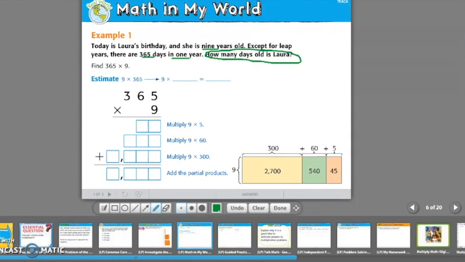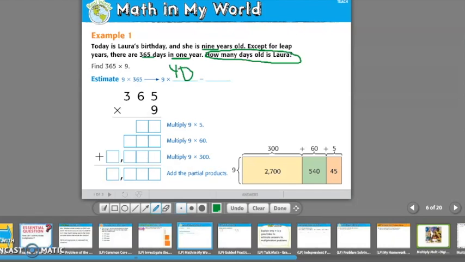So what I'm trying to do is find 365 times 9, the 365 days in each year for 9 whole years. Before I solve it, I'm going to estimate to see if my answer is close, because that's one way I can check my work. So I know 365 is closer to 400 than 300, and I'm just trying to get an estimate, so I'm going to say that it's 400.